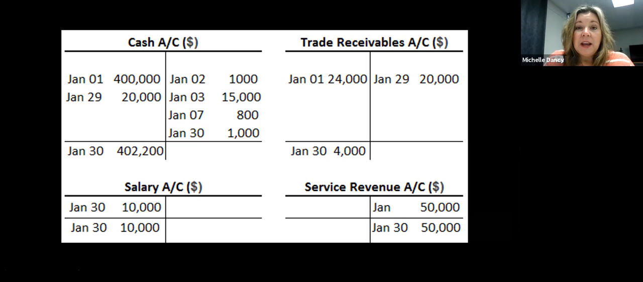Okay. One more thing I want to point out about T accounts, just like in our journal, notice there are no positive signs or negative signs. We just know if it's on the left or if it's on the right, according to what type of an account it is, our debit and credit rules, we just automatically know whether it's a positive or a negative.